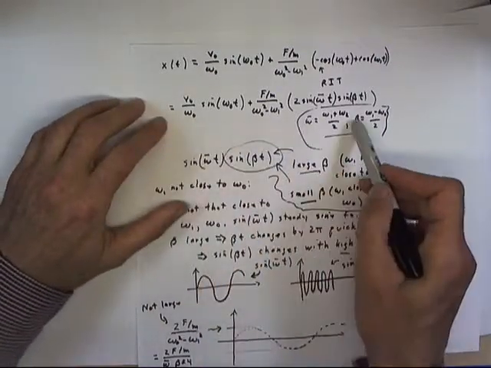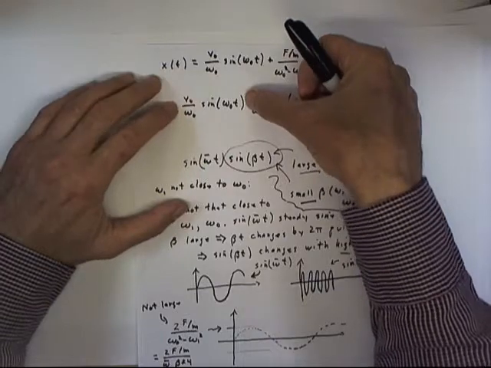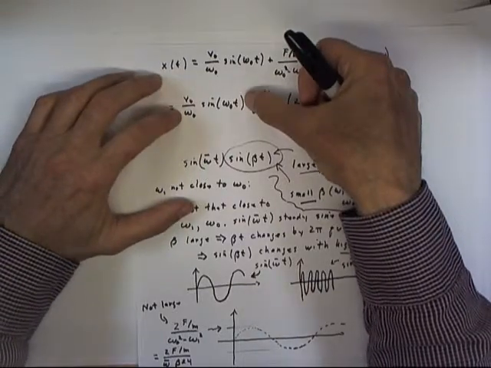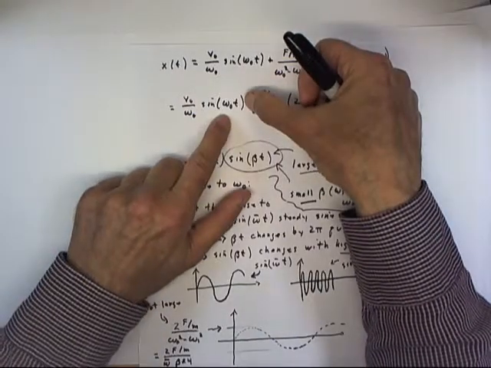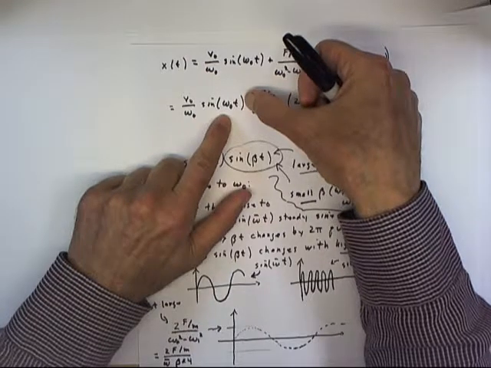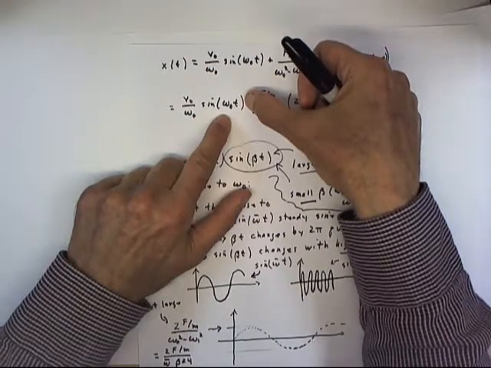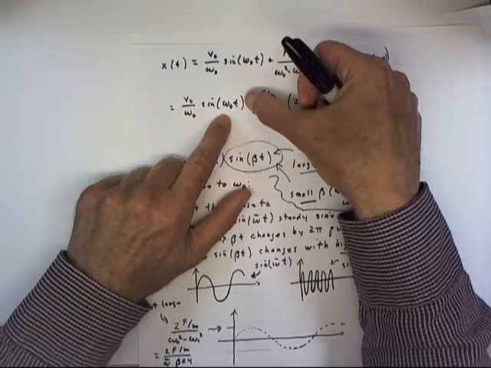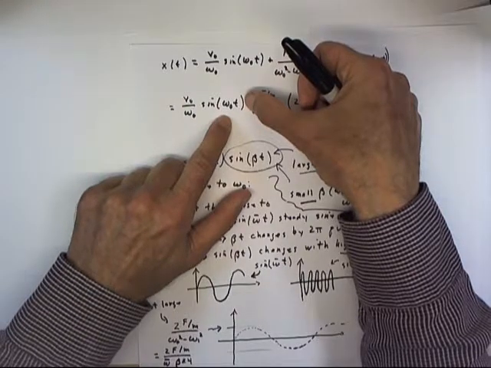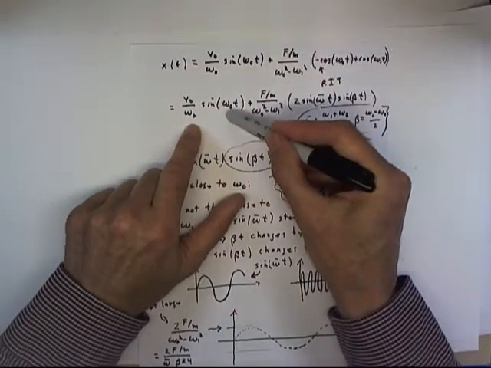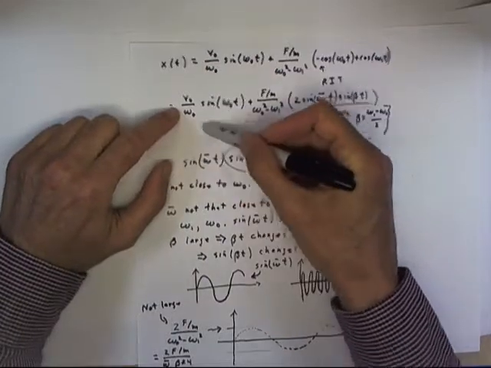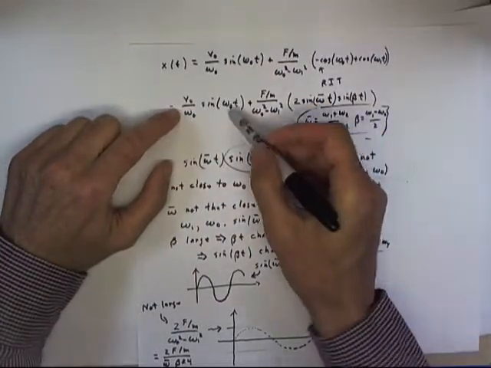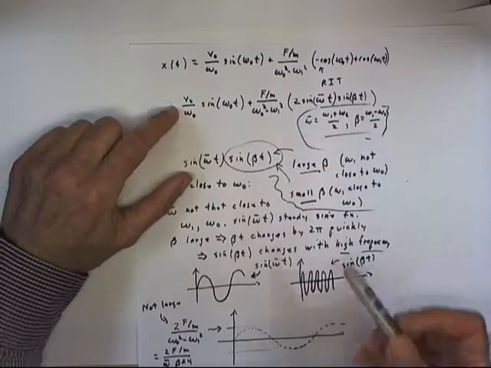To understand this solution, let's first observe that this term, v naught over omega naught times sine of omega naught t, is going to be the same whatever the driving frequency of the external force might be. This doesn't depend on omega 1 at all. This is just going to be a steady sine function with an angular frequency of omega naught.